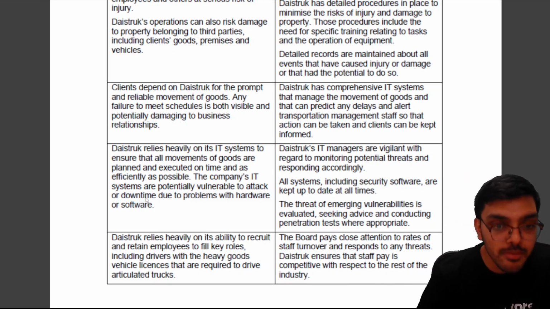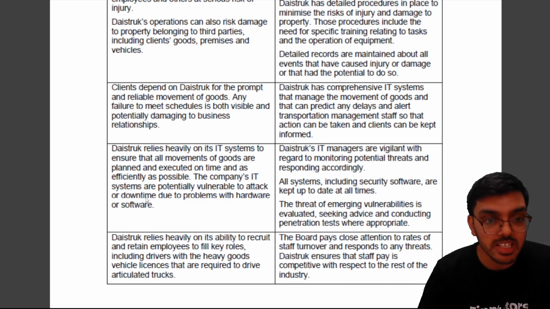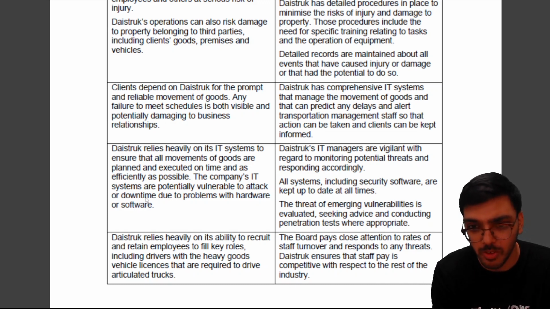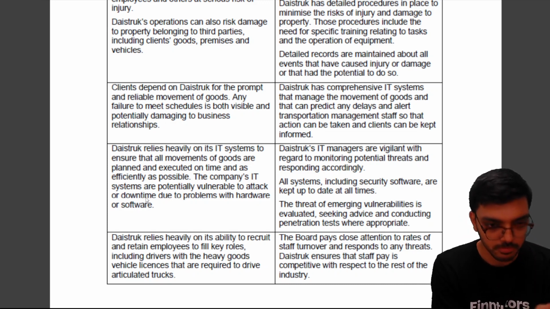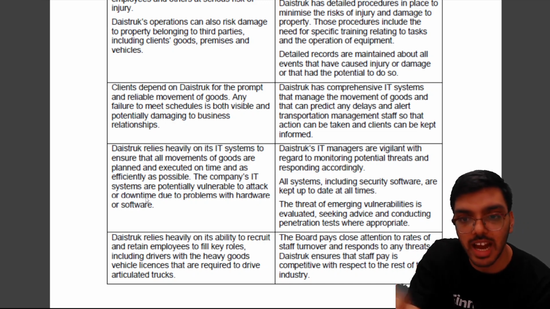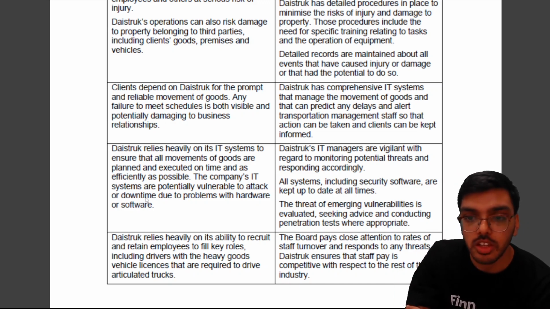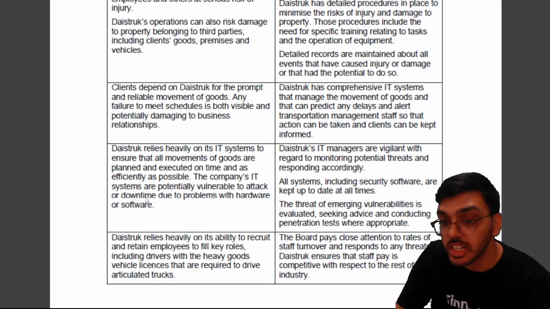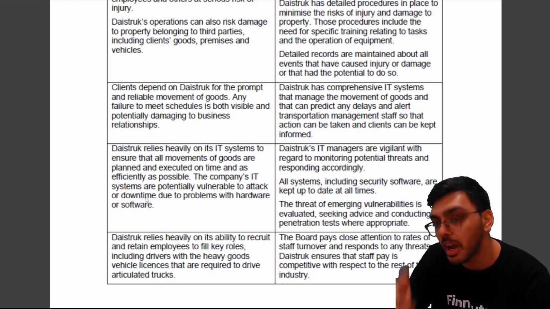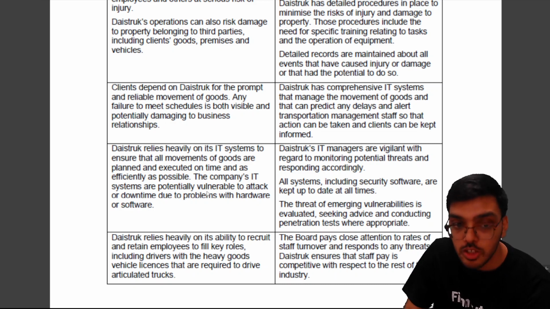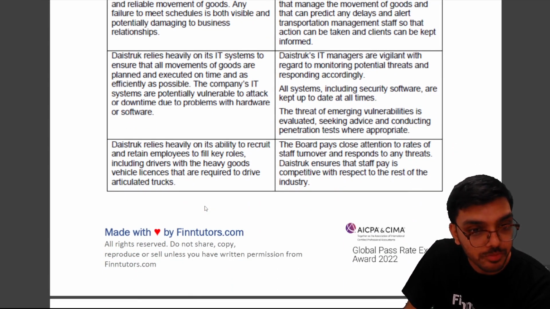Daistruk relies heavily on its IT systems. The company's IT systems are potentially vulnerable to attack. So I've spoken about this very clearly with you. Vulnerability to attack, your IT systems risk, your data risks. Daistruk's IT managers are vigilant. The threat of emerging vulnerabilities is evaluated, seeking advice and conducting penetration tests, which is part of your P3 syllabus. It has been identified here also. So IT risk, big issue.